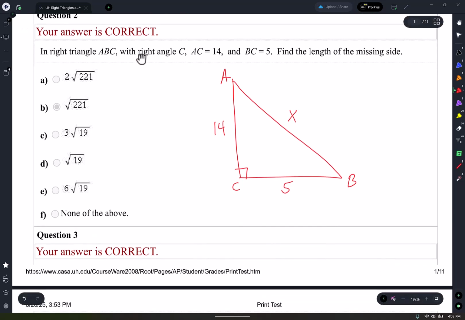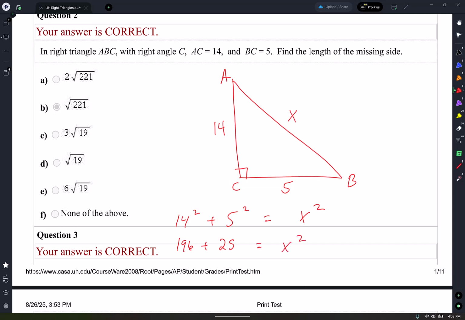So I'm going to go 14 squared plus 5 squared equals x squared. Are we still okay? I believe 14 squared is 196. And then 5 squared is 25. So 196 plus 25, that's 221.